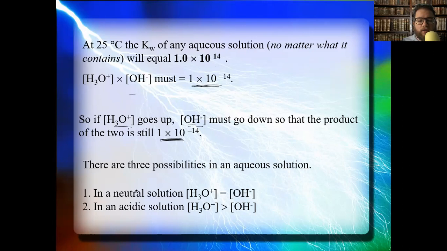And as you can imagine, the third one is a basic solution where the OH minus concentration is greater than that of the H plus concentration. So again, multiply the two together, you get 1 by 10 to the minus 14. But these are the three situations where you have neutral, acidic, or basic solutions. And that's where we see the ionic product of water and the acidic and basic conditions.